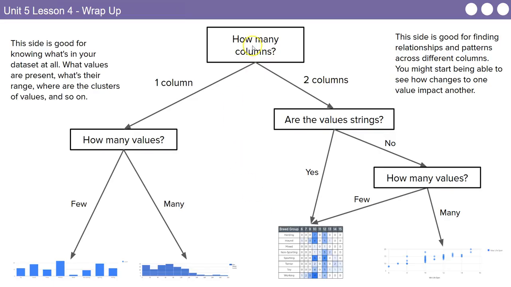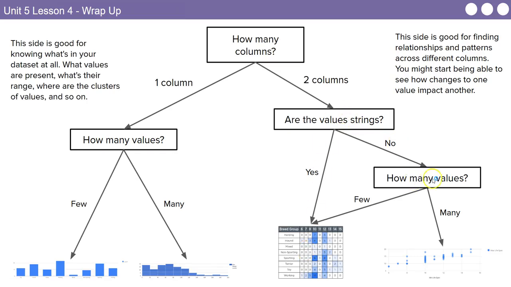So really what you want to do is ask how many columns. If it's one column, you're looking at how many values, because if there's only a few values, you're going to go with the bar chart. If it's one column, but there's a lot of values, you want to go with a histogram. If there's two columns, again, we're looking at, are the values strings? So if they are strings, you want to go to a crosstab.